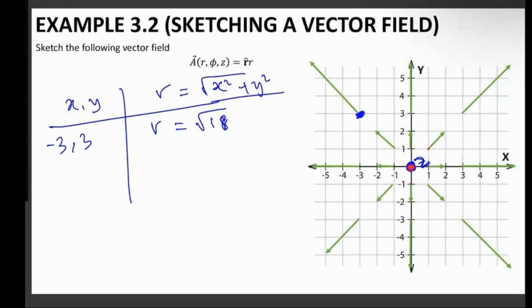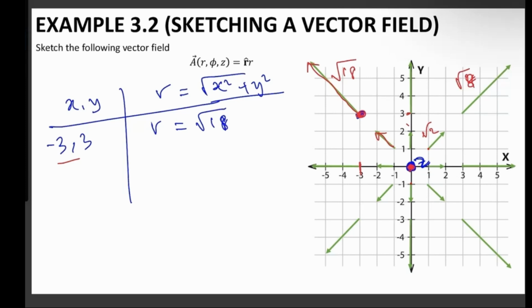So the arrow will be like this. For minus 3 and 3, the arrow will be like this with the magnitude of square root 18. Okay, this one is magnitude of 2. This one is magnitude of 4.